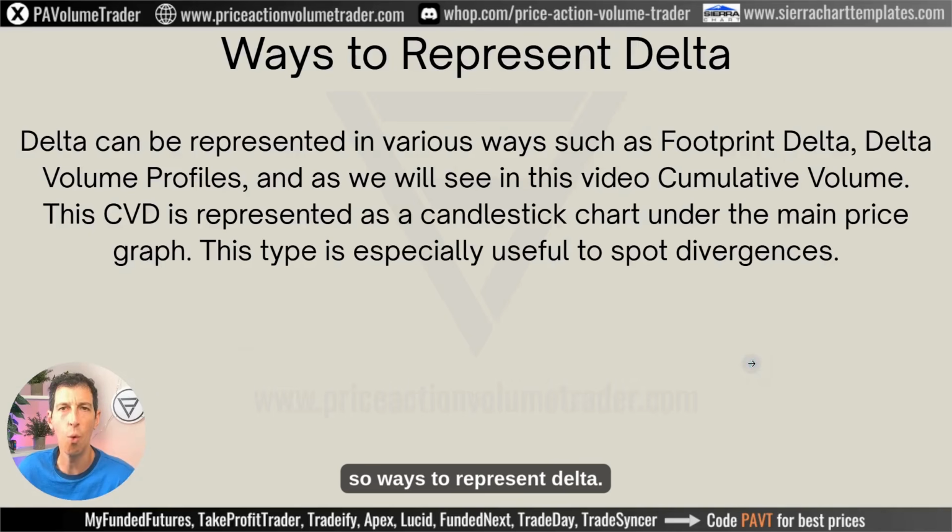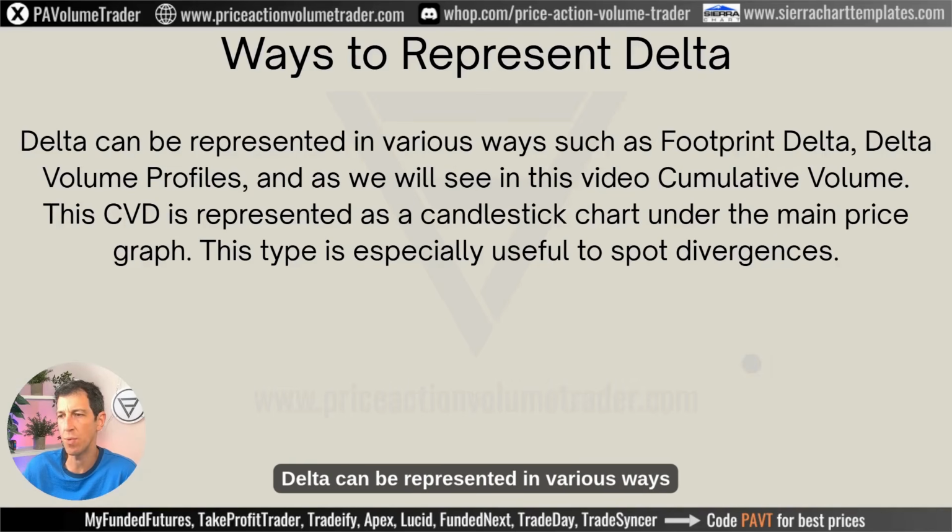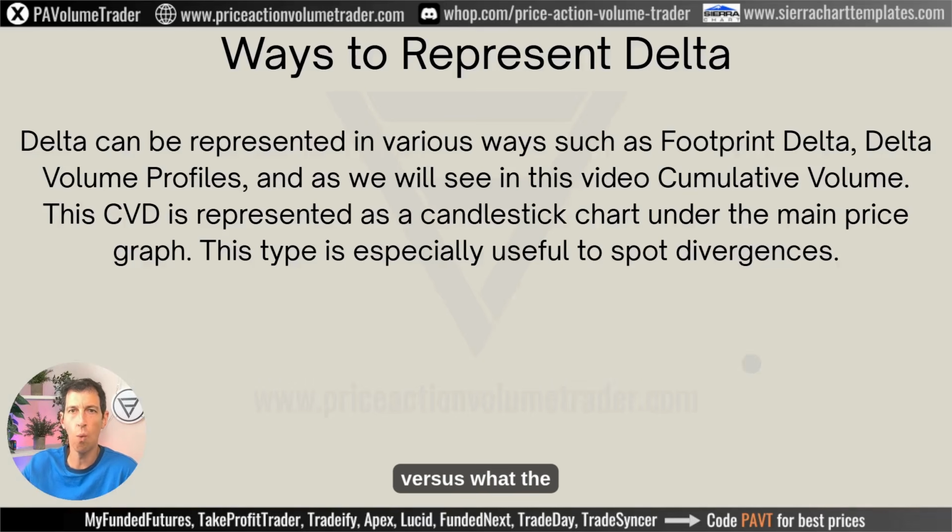Okay, so ways to represent delta. Delta can be represented in various ways, such as footprint delta, delta volume profiles, and as we will see in this video, cumulative volume delta, or CVD, which is represented as a candlestick chart under the main price graph. This type of delta is especially useful to spot divergences because you can compare directly price versus what the aggressors are doing, and you can then spot divergences as we're going to go over later in the video.